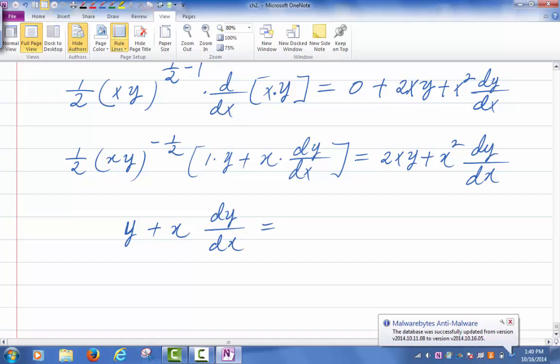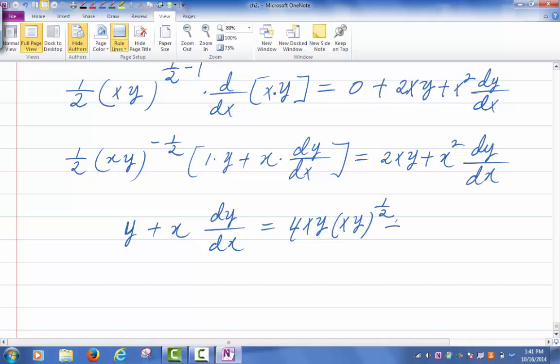On the right hand side, when I'm multiplying by 2, I'm going to get a 4, and I have 4xy already there, and I will also multiply that by xy to the positive half. And then the x squared here would be 2 times x squared times xy to the half, and I have dy/dx. You guys agree with that? I multiplied each term by 2 and xy to the half, right? Everybody's okay with that?